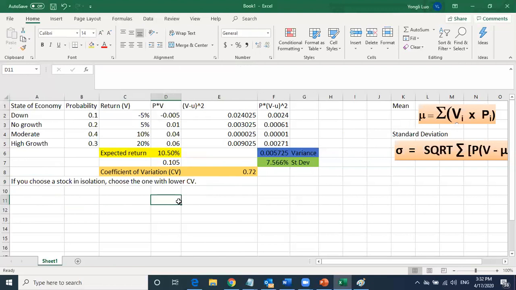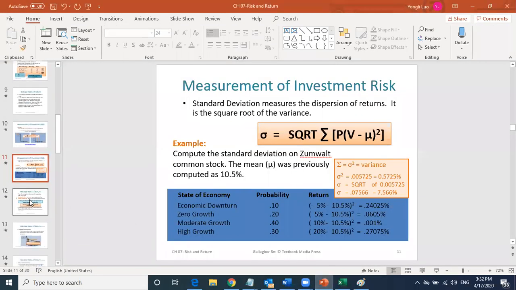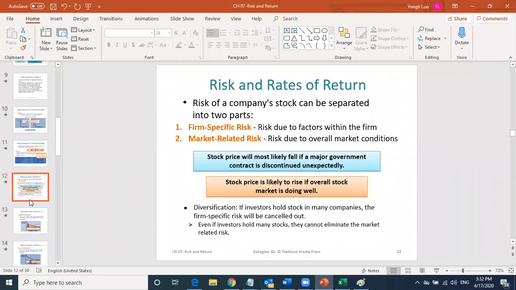Okay, so choose a stock in isolation, that is, choose only one stock. You choose the one with lower coefficient of variation. Okay, any questions? Okay, so this is how you do the risk and return.